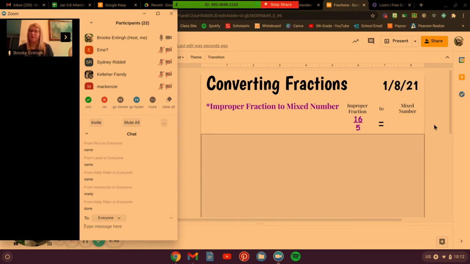Thank you for letting me know you're ready to move on. And make sure that you're labeling 16/5 as an improper fraction, and you are putting the equals, and then you're leaving a space to write the mixed number once we figure it out.